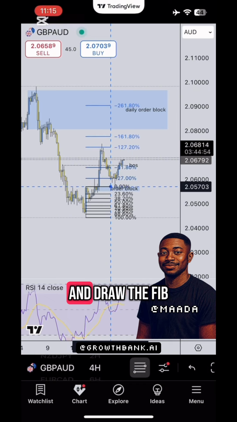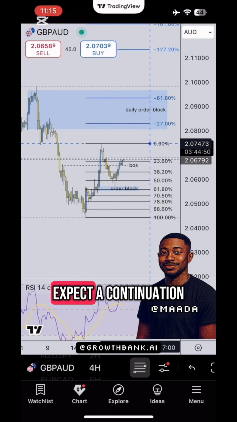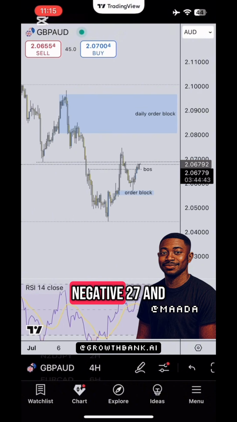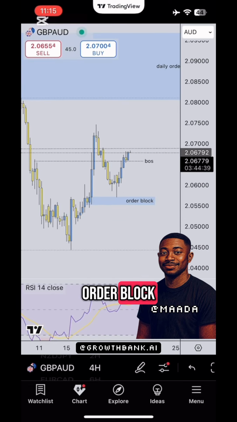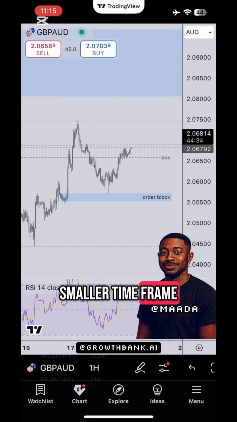Okay, yep, let's go ahead and draw the fib, right? Impulse, correction, so we're going to expect a continuation. Our correction came down to the 61.8, so we're going to be targeting the negative 27 and the negative 61.8, which is right in the daily order block. Perfect. Let's go down to an even smaller time frame.